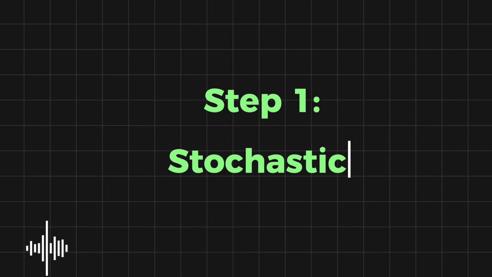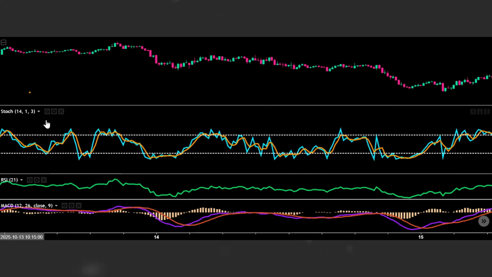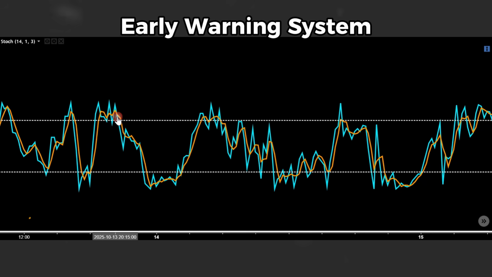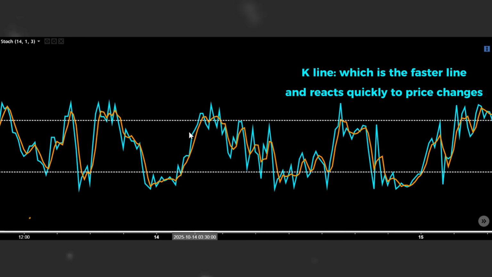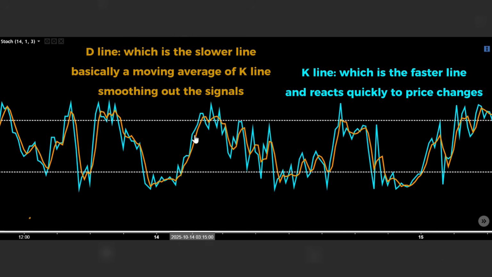Step 1. Stochastic. Alright traders, let's start with the stochastic oscillator. Think of it as your early warning system. It tells you when the market is overbought or oversold. The stochastic has 2 lines, the K line, which is the faster line and reacts quickly to price changes, and the D line, which is the slower line, basically a moving average of the K line, smoothing out the signals.